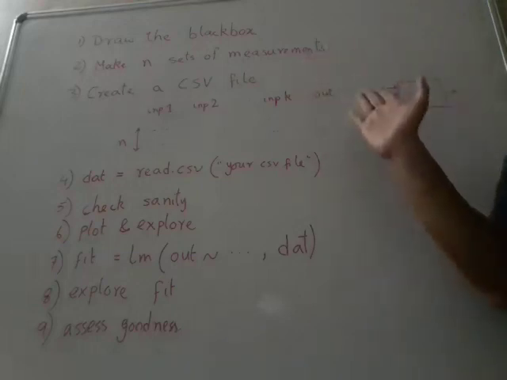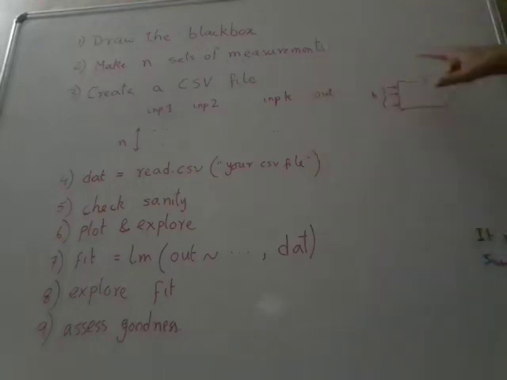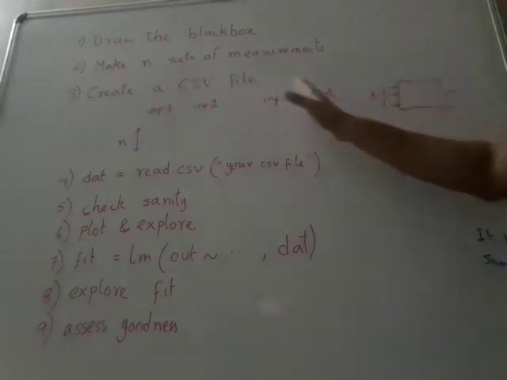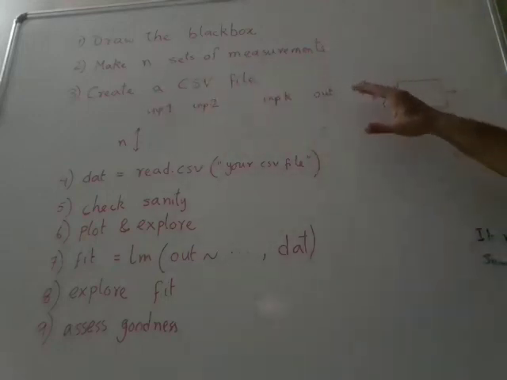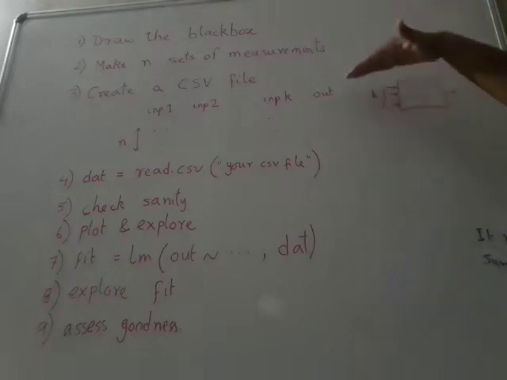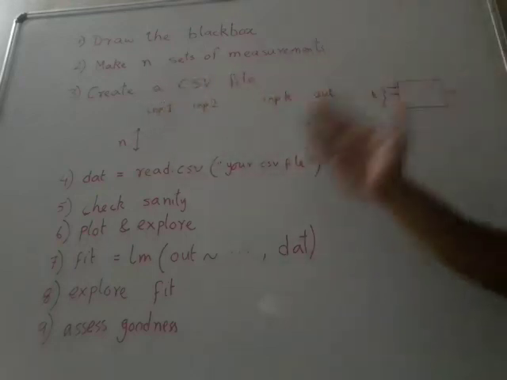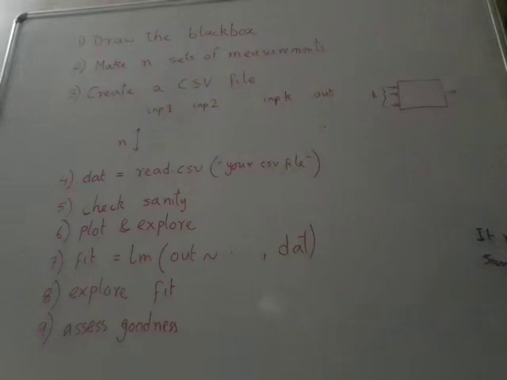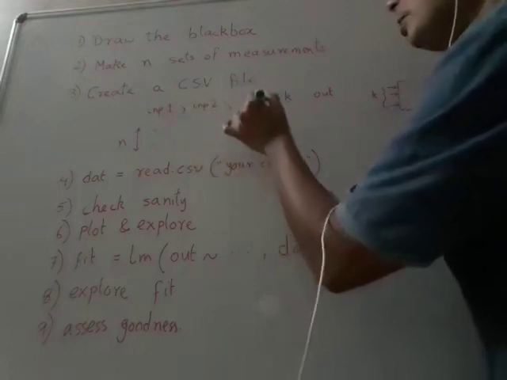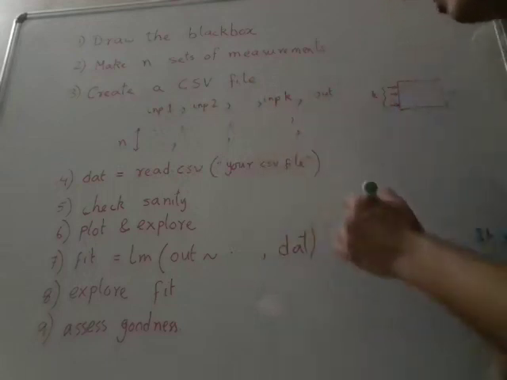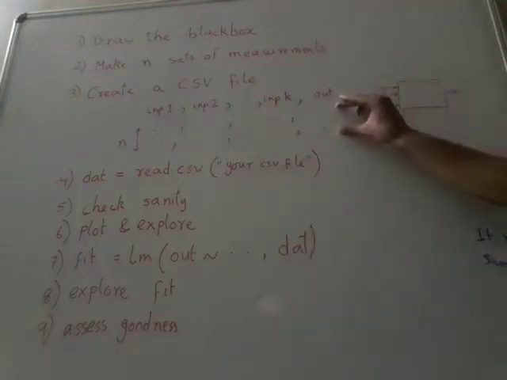Then you create a CSV file with all those things. If your box has k inputs and 1 output, there are k input columns and 1 output column, so there are k plus 1 columns in your file and n rows in your file, excluding the very top line which gives you all the names. And I would always suggest that you make it a CSV file. That means that you separate them with commas. It will make your life a lot easier. So make a comma separated file, and there are n many such lines.